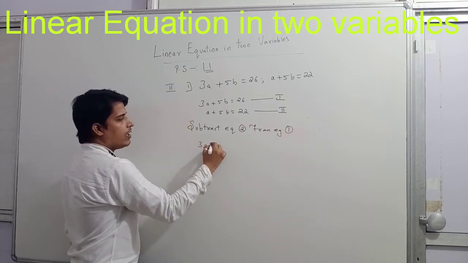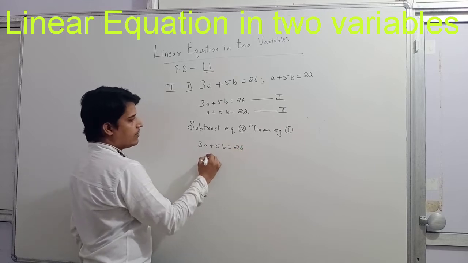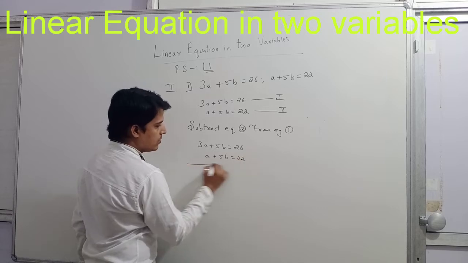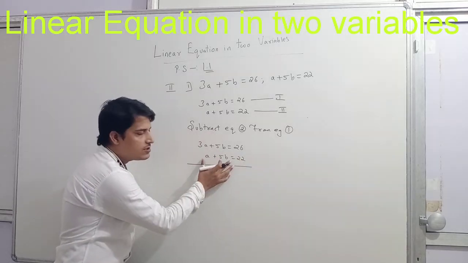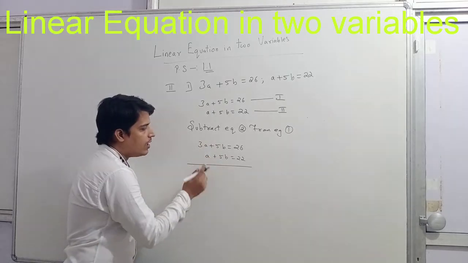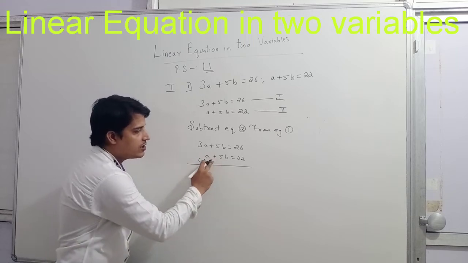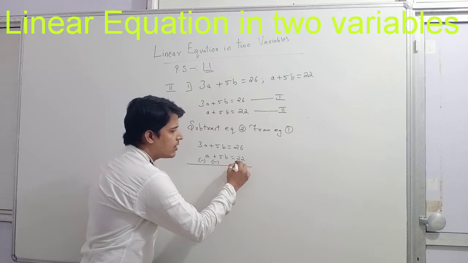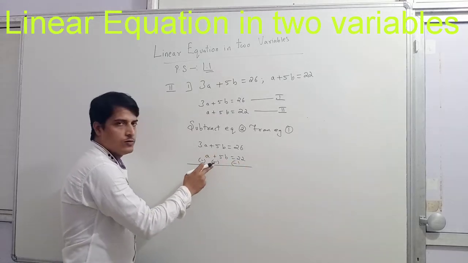So we are writing 3a plus 5b equals 26 and a plus 5b equals 22. Now what we are supposed to do, as we are subtracting, is that the signs in the second equation, which is below, will change. Over here a is positive, it becomes negative. 5b is positive, it becomes negative. 22 is positive, it becomes negative.